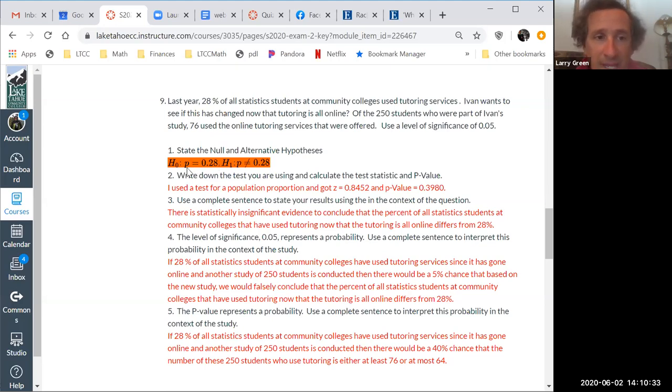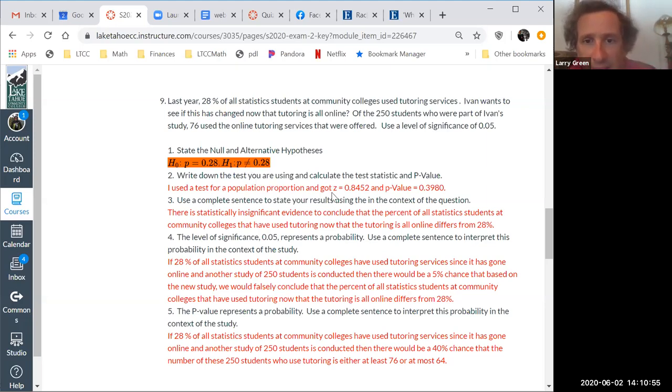So that means we get P. And we want to test to see if it's 28%. So P equals 0.28. And then for the alternative, we want to see if it's changed. Change means not equal to. Any questions on the hypotheses?